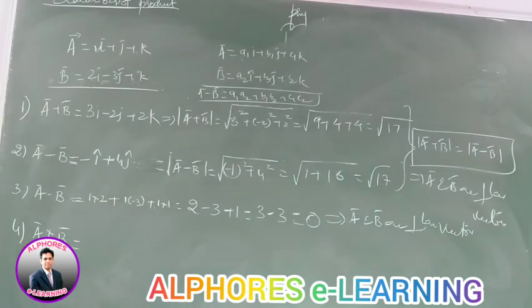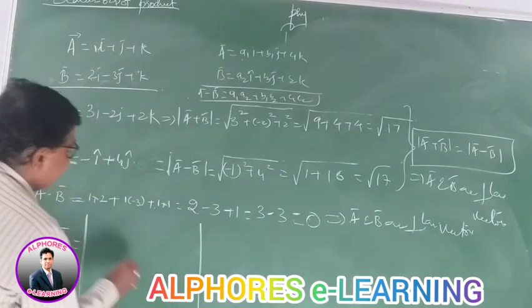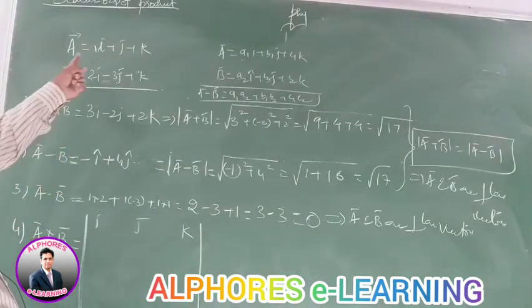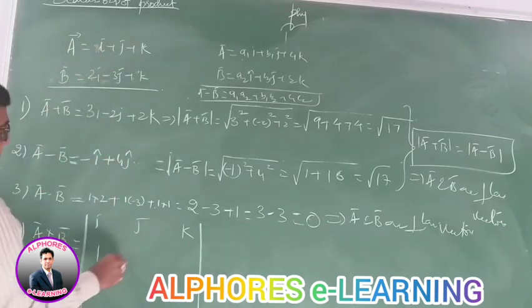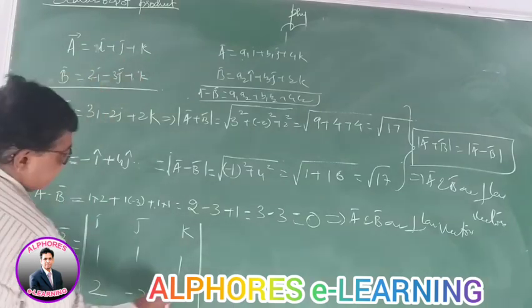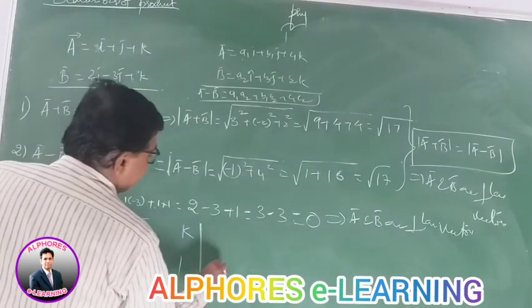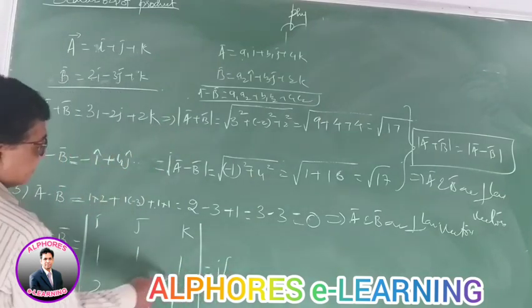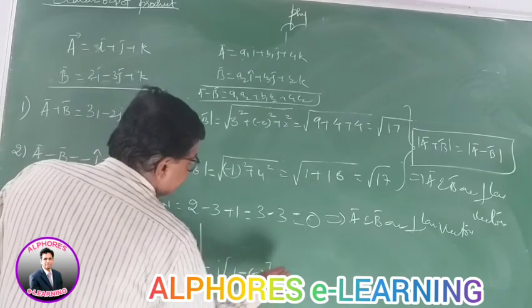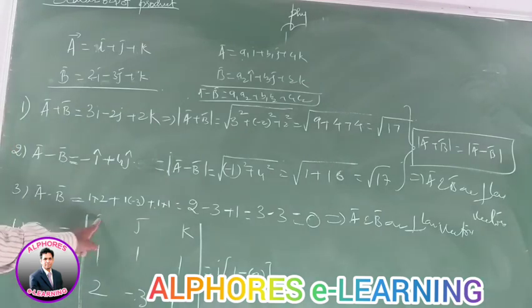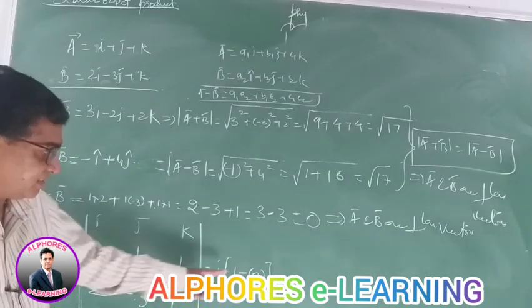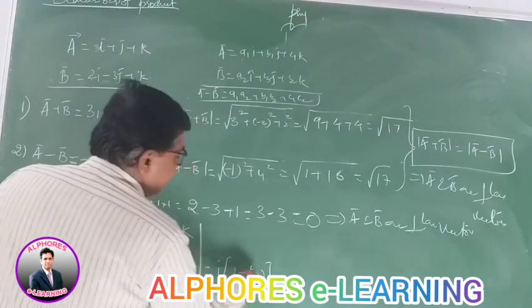Now, how do you find a cross b? A cross b is found by taking the determinant with i, j, k. The first vector has coefficients 1, 1, 1. The second vector is 2, minus 3 and 1. Taking i, multiply these two minus these two: 1 into 1 is 1, and 1 into minus 3 is minus 3, minus of minus 3 gives plus.